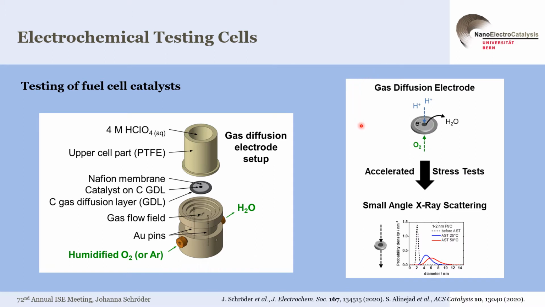I was so far using the gas diffusion electrode setup to perform accelerated stress tests in acidic media. In addition, we can combine the gas diffusion electrode setup with different analysis techniques, as for example small angle X-ray scattering. After testing fuel cell catalysts in the gas diffusion electrode setup, the question was if it's also possible to test that catalyst for the oxygen evolution reaction in the gas diffusion electrode setup.